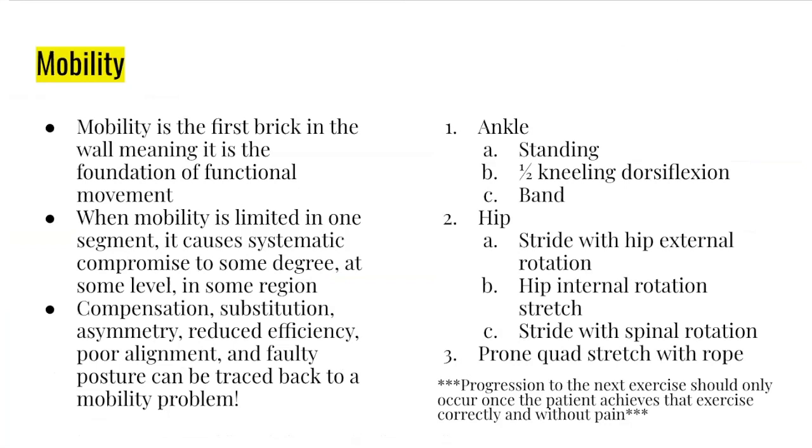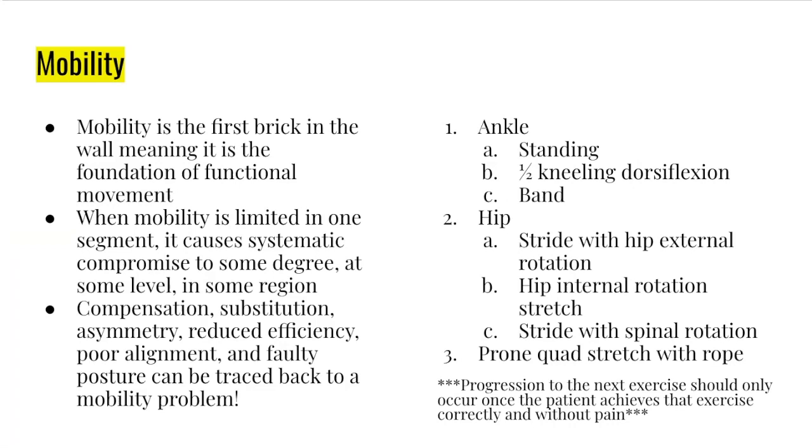Mobility is the first brick in the wall, meaning it is the foundation of functional movement. When mobility is limited in one segment, it causes systematic compromise to some degree, at some level, in some region. Compensation, substitution, asymmetry, reduced efficiency, poor alignment, and faulty posture can all be traced back to a mobility problem.